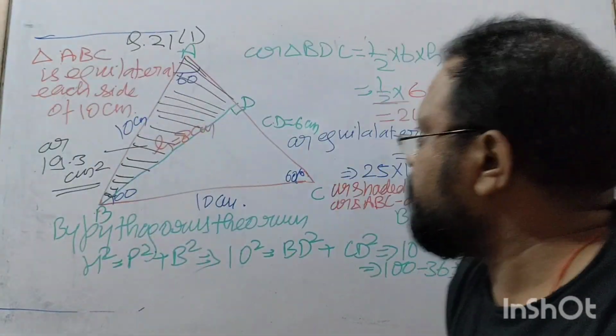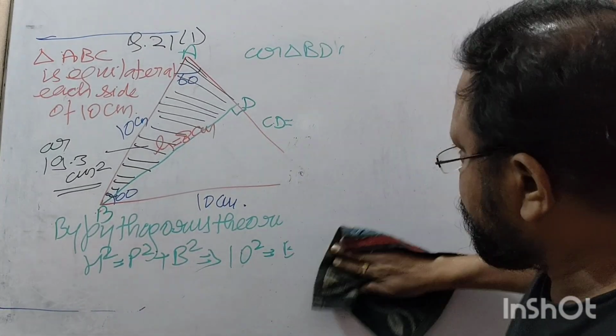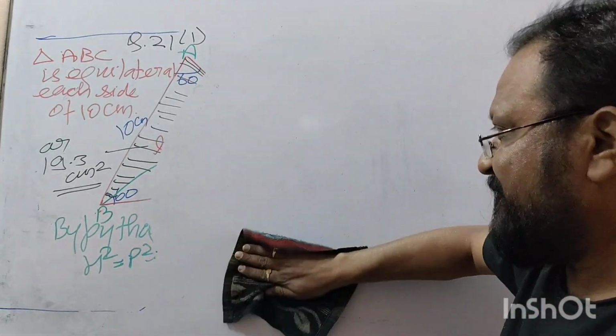What is the next question? Question number 20. Yes. An umbrella is made by stitching 10 triangular pieces of cloth.